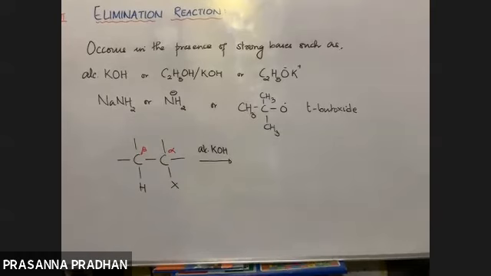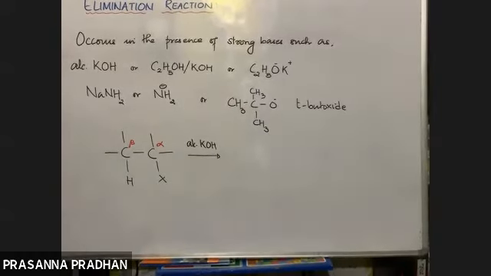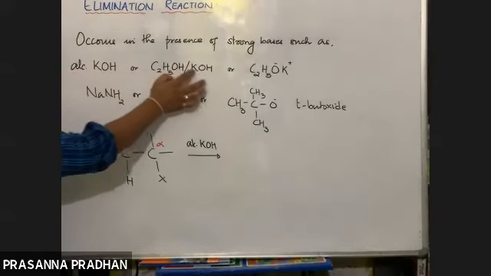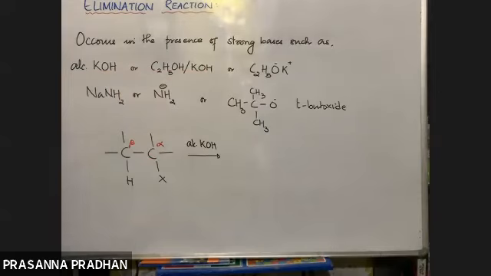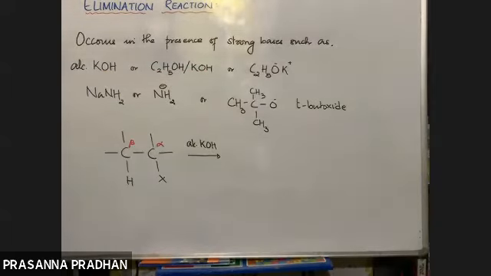So the fact is that now what happens? Alcoholic KOH acts as a base. Actually, alcoholic KOH means alcohol and KOH will generate this base. So what is the base generated out here? Ethoxide ion, C2H5O negative ion. So actually what will the base do? What is the role of a base? What does a base do?